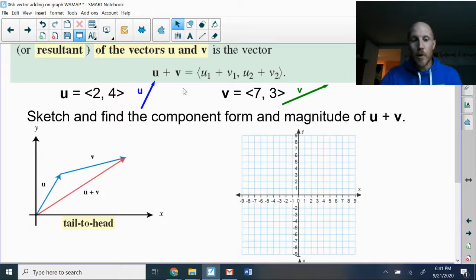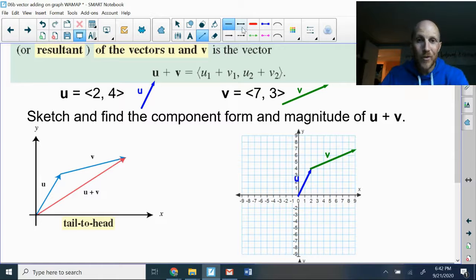So with a numerical example here, I've got two vectors. u is 2, 4. I've got that pre-graphed, and v is 7, 3, and I have that pre-graphed also. I'm just going to pull those down onto my graph. So here's u going over 2 and up 4, and then from the end of that, I'm going to draw vector v, right there, and if I get them lined up perfectly, it'll be pretty close.